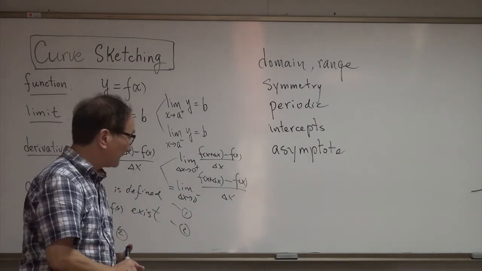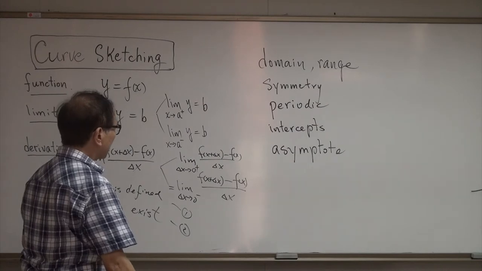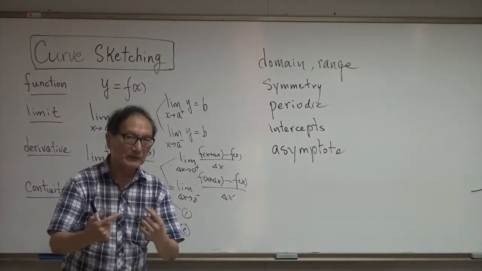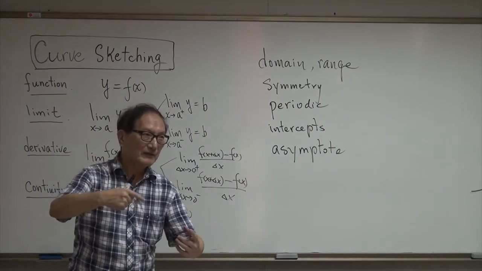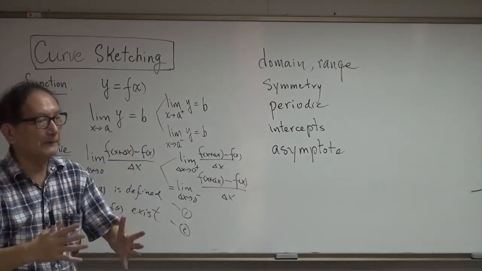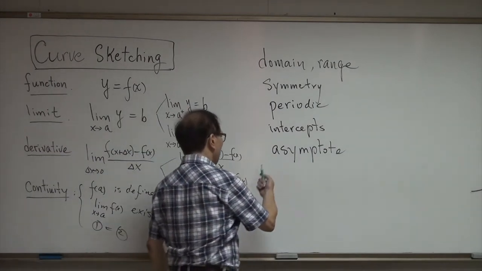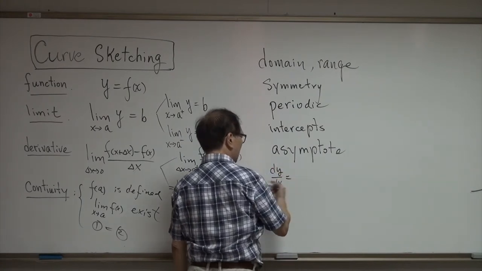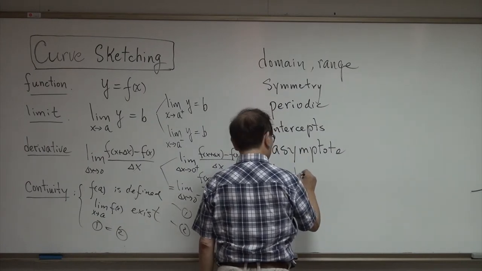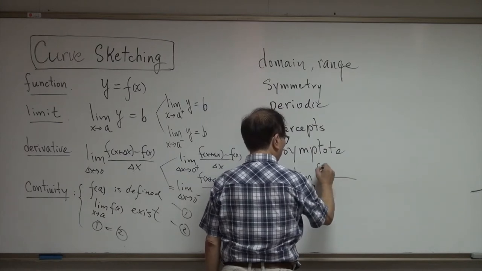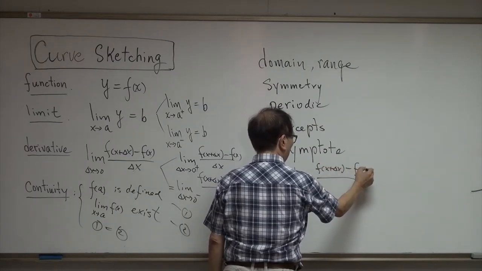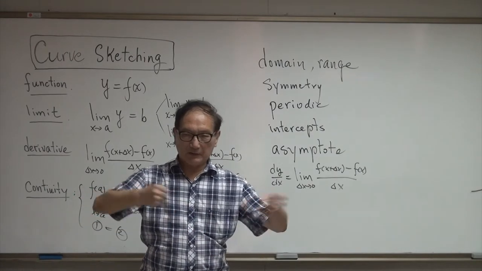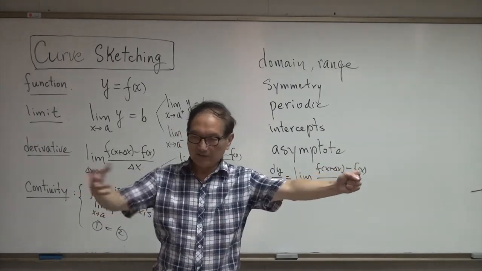Examining these things, right? And then derivatives. Because when you sketch a function, you have to know the shape: increasing, decreasing, concave up, concave down, concavity. Those factors have to be determined. So we first look at the first derivative, dy/dx. dy/dx is the limit as delta x approaches 0 of f(x plus delta x) minus f(x), over delta x. A function is a machine: give me x, I give you y.